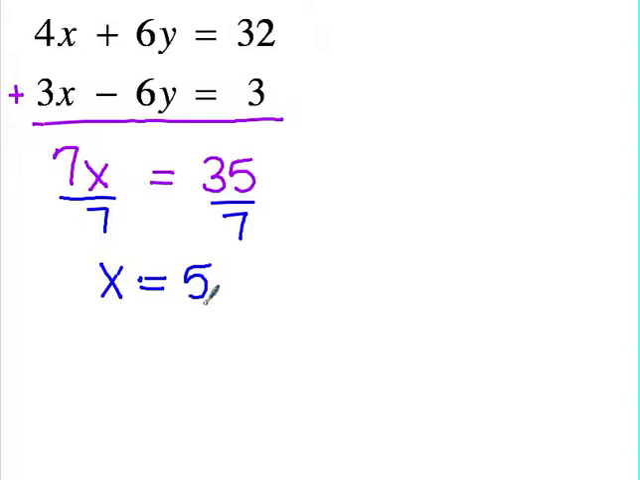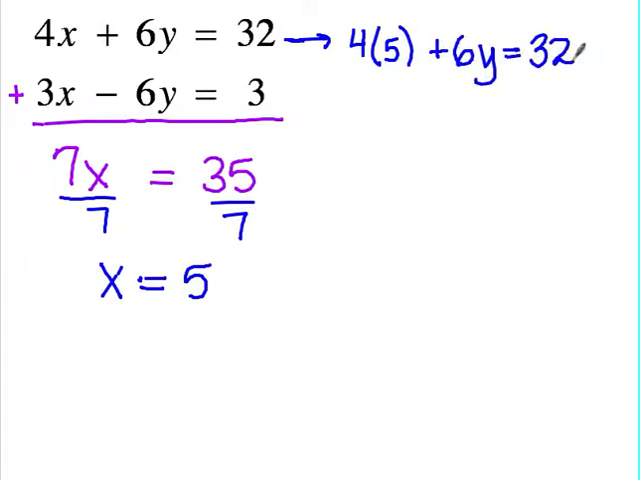So now what I need to do is pick one of the first equations. It doesn't matter which one, either the first one or the second one. I'm going to pick the first one just because the second one has a subtraction sign. Sometimes we make mistakes. And in place of x, I'm now going to put 5. So I have 4 times 5 plus 6y equals 32. What is 4 times 5? 20.